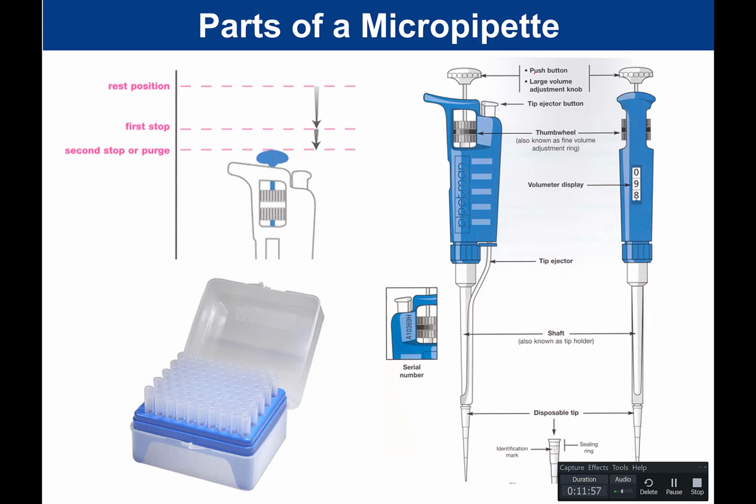And that push button has two positions, meaning that when I pipette, I can get to what we call the first stop, and the first stop is where I start to feel resistance. But if I push a little bit harder, I can get to what we call the second stop, meaning I can push down further.